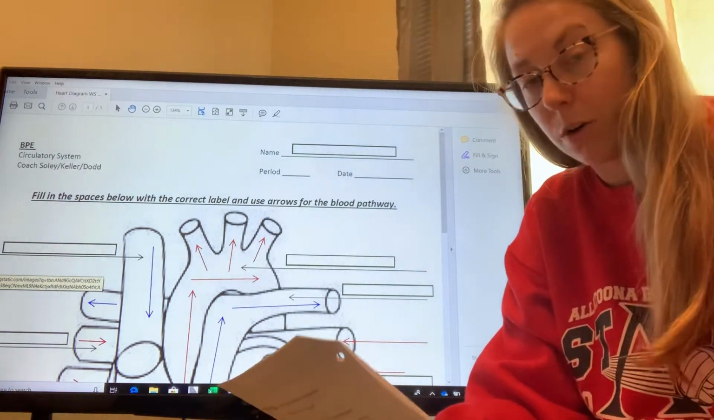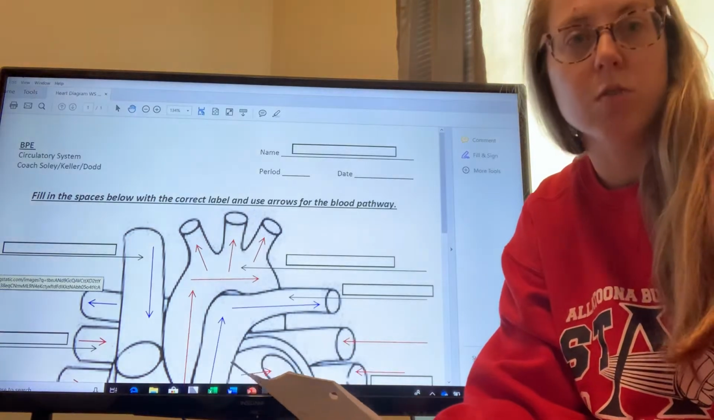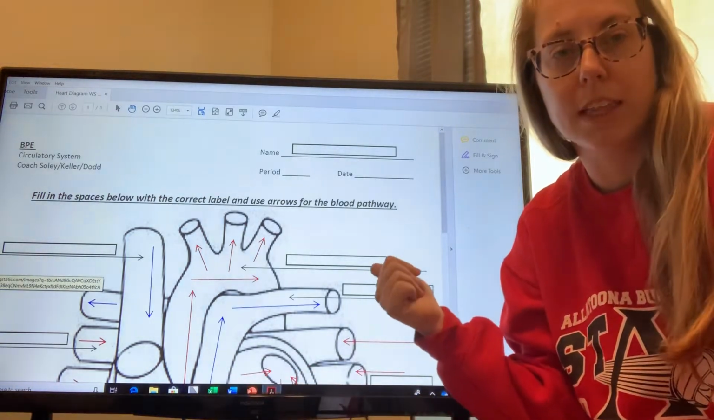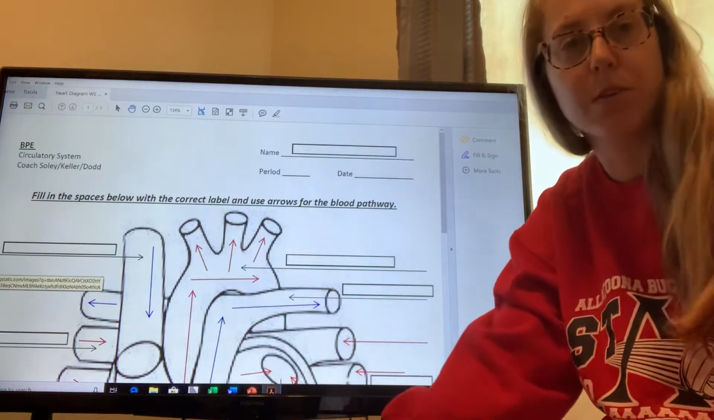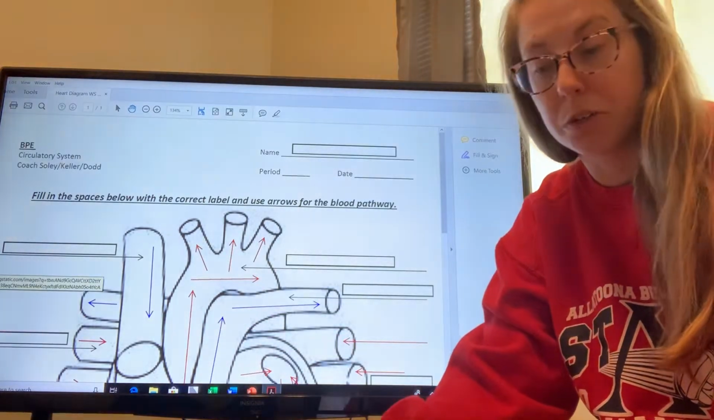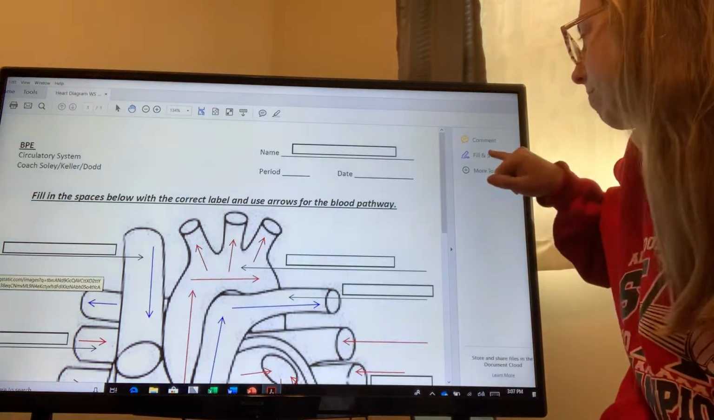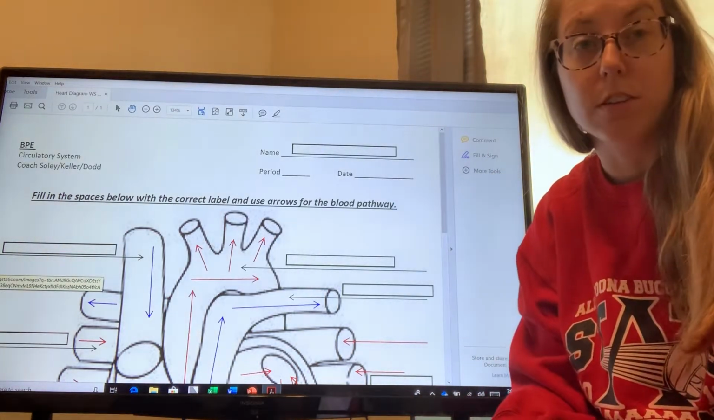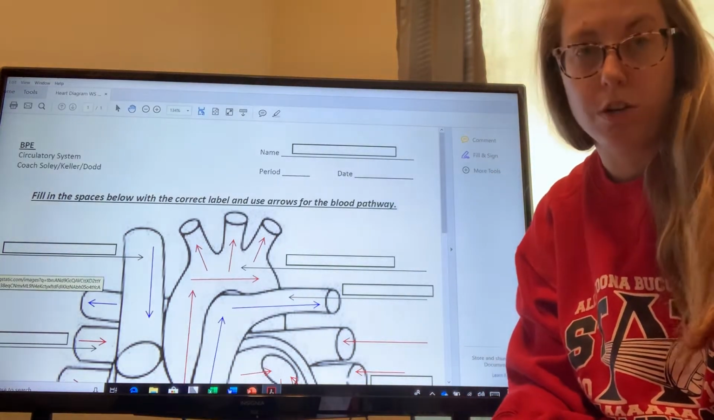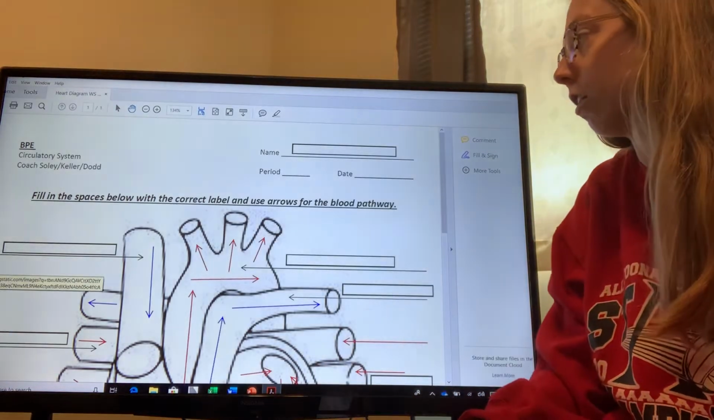Okay, so if you print this out and they're not red and blue, go ahead, and we want to make it look like this one. If this is how we're going to go, that's totally fine too. And you can type straight onto the document. Just remember that you have to hit fill and sign in order to actually fill out the document on your computer so that you can type straight onto it.